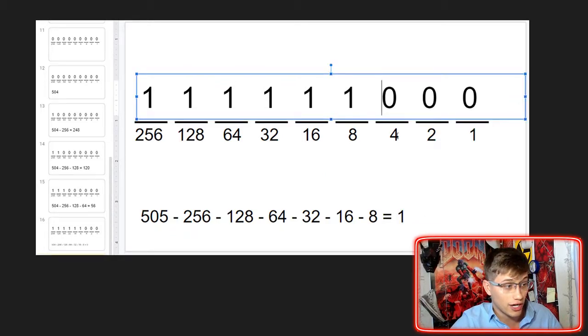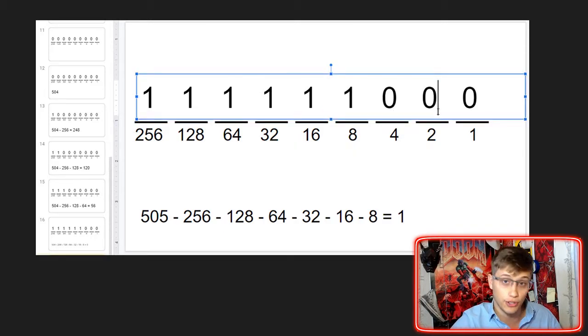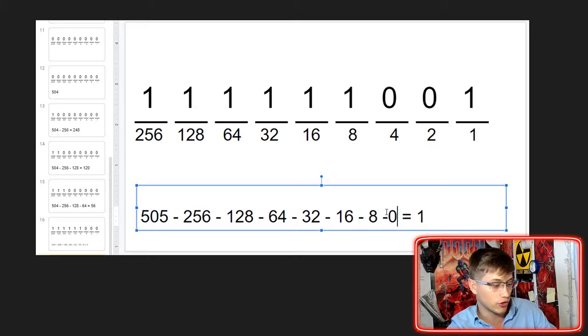So you go to the 4 column and you say, do we have enough for 4? No. So you go to the 2 column. Do we have enough for 2? No. You go to the 1s column. Do we have enough for 1? Yes, we have exactly enough for 1. So you fill that in, 1. You subtract the 1 you just added here, and now you've got 0. Okay, and that's basically what happens.